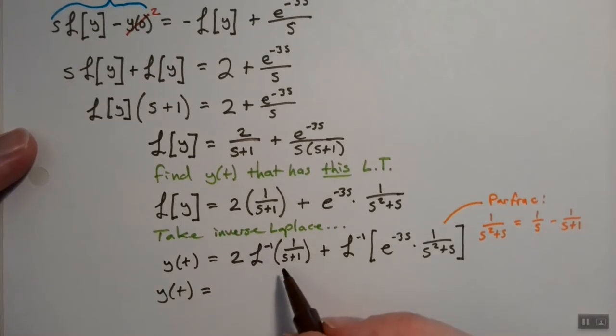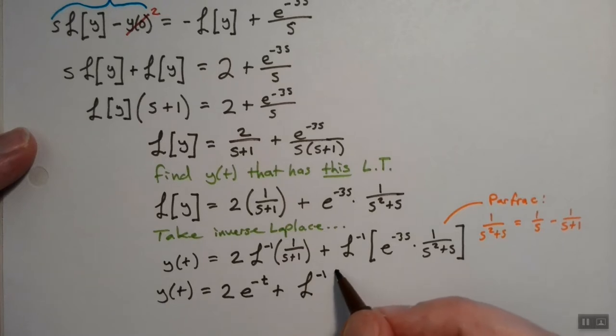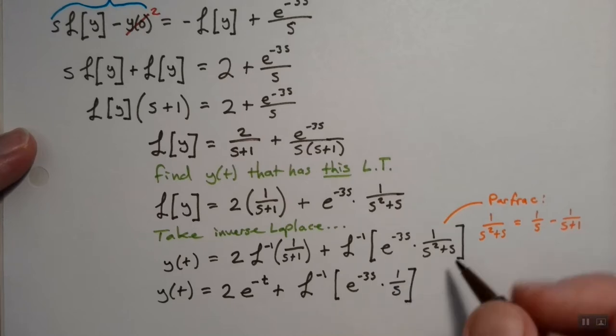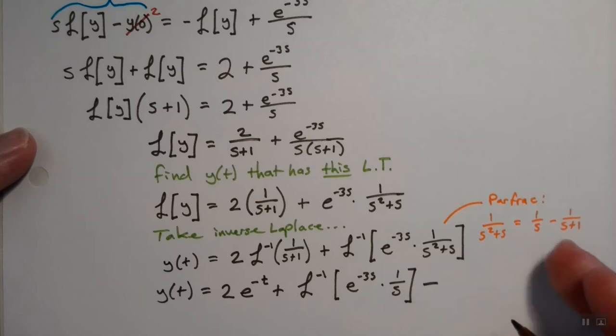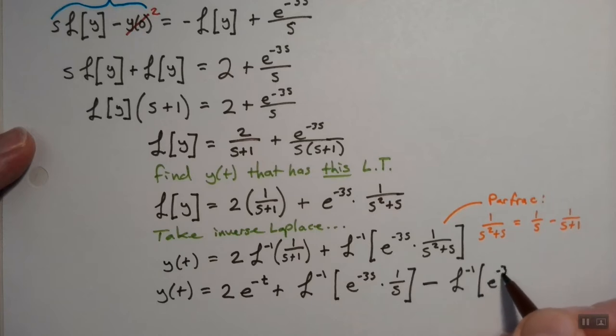By this point in time, you probably are recognizing that's just an exponential. That's 2 times e to the minus t. The minus 1 comes from down here. Plus, now I'm going to split this up into 2 inverse Laplaces. This is the inverse Laplace of e to the minus 3s times the first fraction. Minus, because there's a minus sitting in front of that second fraction, the inverse Laplace of e to the minus 3s times 1 over s plus 1.